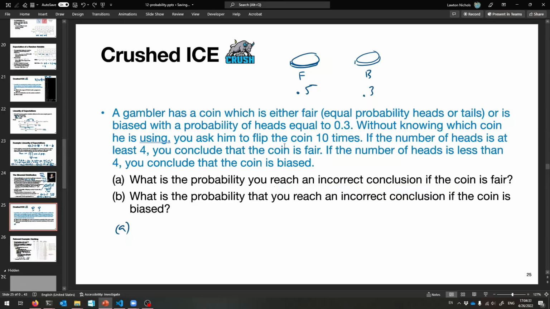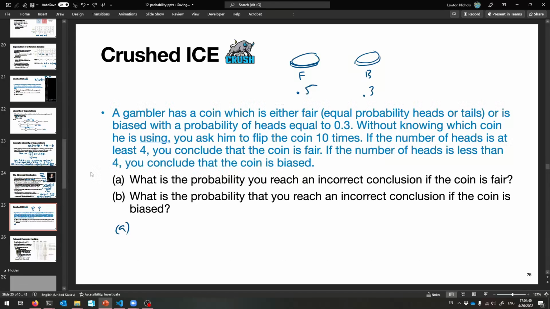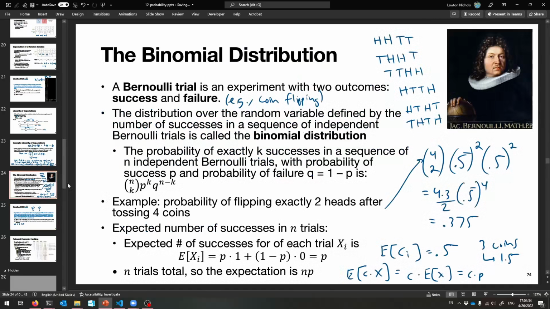That means we ended up seeing less than 4 heads, but it was really a fair coin. So less than or equal to 3 heads is what we saw. And we need to figure out the probability of that happening with a fair coin. We can use our binomial distribution for that, the probability of exactly that many successes.